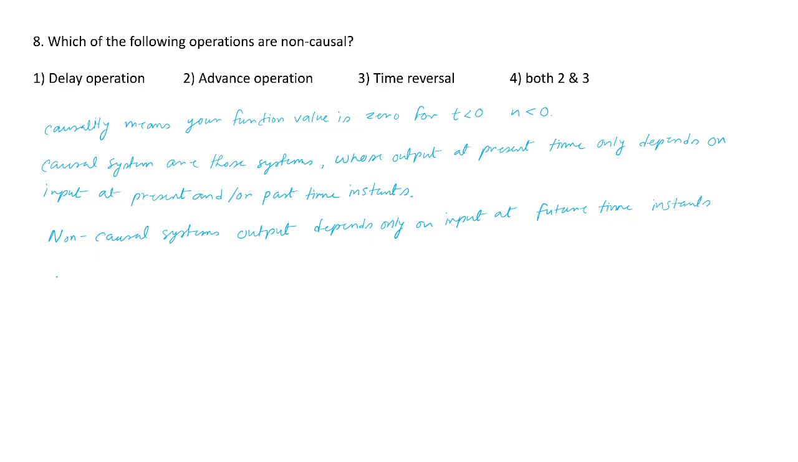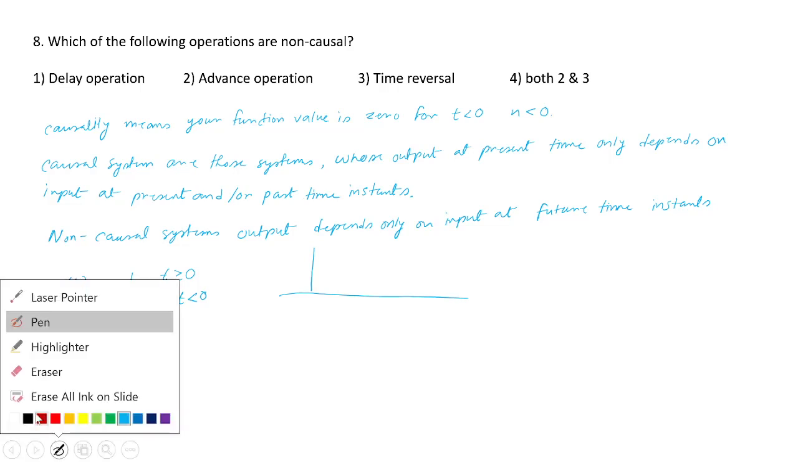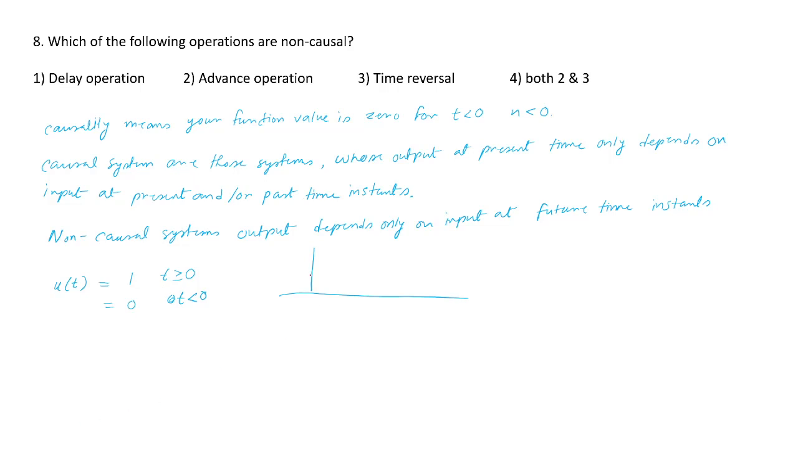So let me consider the unit step function u(t), which basically takes value 1 when t is greater than or equal to 0 and 0 when t is less than 0. If I am asked to plot this u(t), it's something of this sort, in the red color.